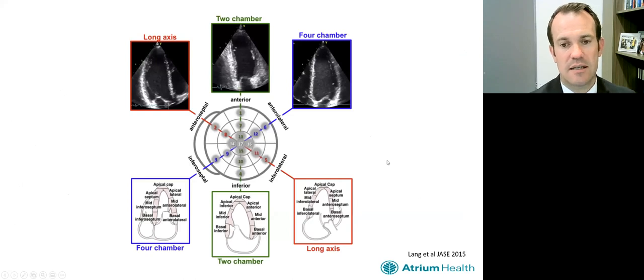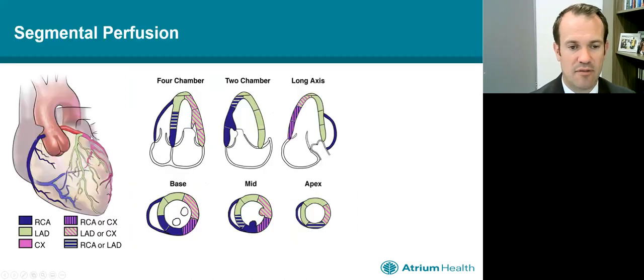For the boards, it's extremely important that you know all of the segments of the heart. And so I won't go through this too much, but in the long axis view, we're cutting across the anteroseptum and the inferolateral wall there. In the two-chamber view on the right side of the screen, we have the anterior on the left and the inferior. And on the four-chamber view, we've got the inferoseptum and the anterolateral wall there. So it's really important that you know all of those segments. And once you do know that, then you have to piece that together with the segmental perfusion to define where you suspect the coronary disease is.